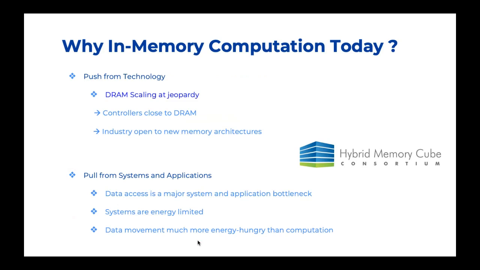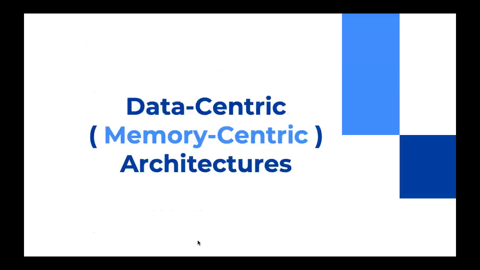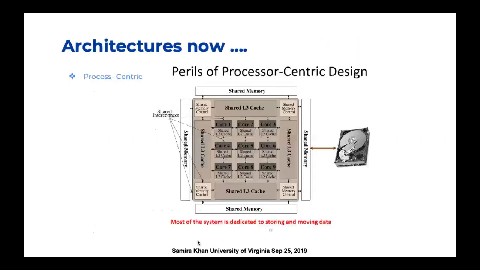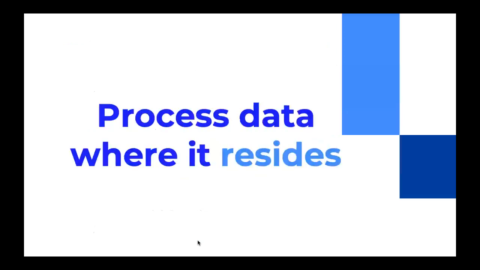And data movement is much more energy hungry than computation. The architecture and computation machines we have now are data movement hungry, not computation hungry. They are just about moving data. As I showed in the picture, most of the components are about storing and moving data, and we have only little small components that are about processing data. We should be hungry about processing data, not about moving data. But unfortunately, the systems we have today are data movement hungry.